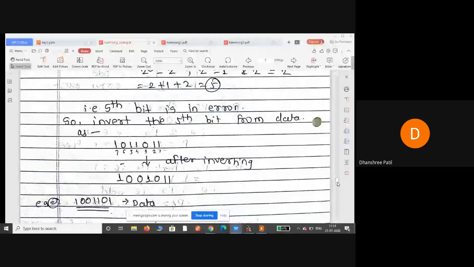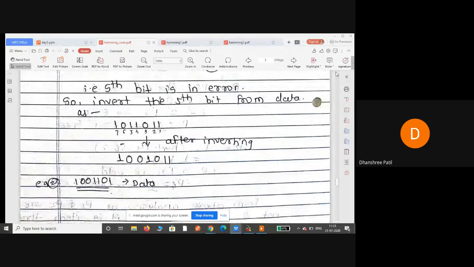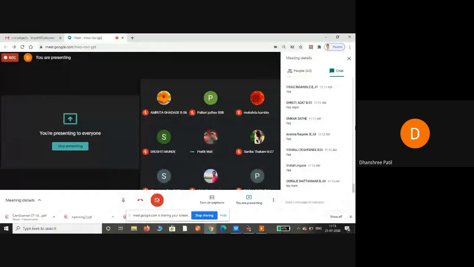Okay. Any problem? Anybody having any problem up to this? So your next example is what? 1001101. So that will be your data. Will everyone be able to solve it? Yes, yes, ma'am. Yes or no? Yes.